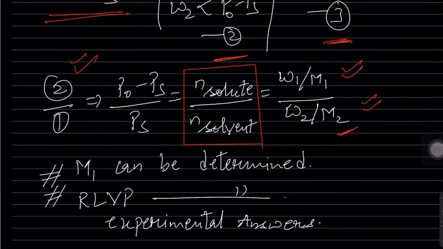M2 is known, let us say water, 18 gram per mole. W2 is the known amount of water which was introduced as a sample into the container, and W1 is the known weight of the glucose sample introduced in a container which was containing water already to make the solution. So in this way only M1 is not known to us. All other things are known to us.